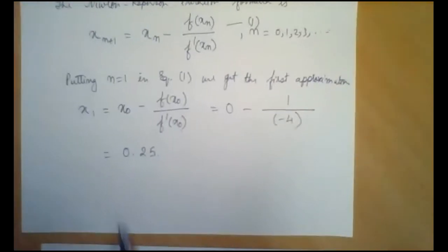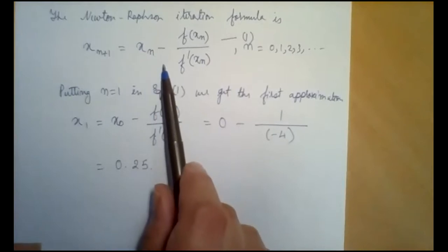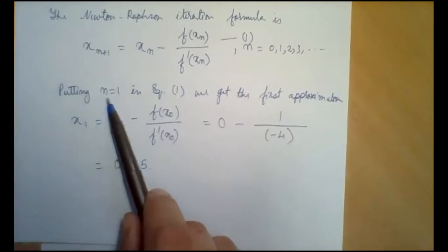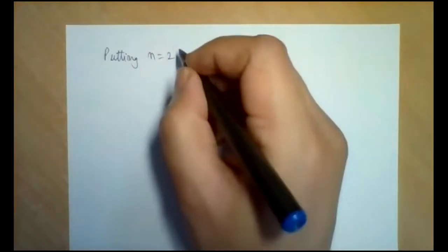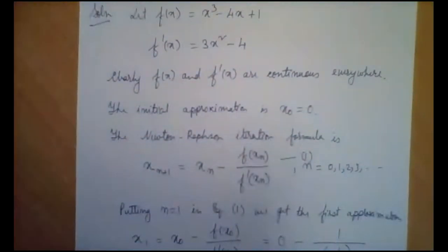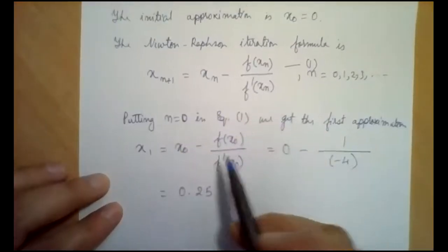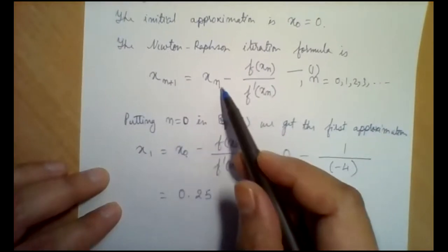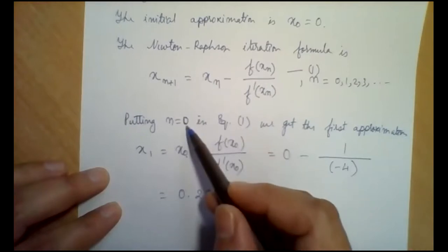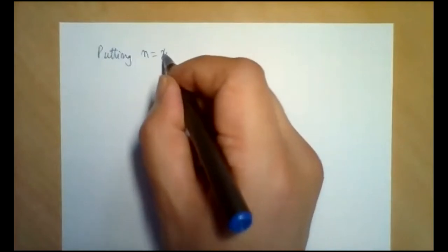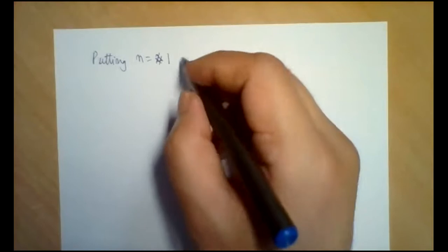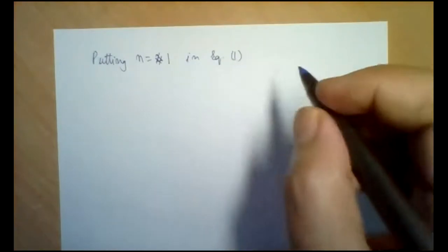To calculate x2, what should we do? We should put n equal to 2 in this iteration formula. Sorry, I'm sorry. This should be n equal to 0, because we start with x0. So n equal to 0 gives the first approximation, and n equal to 1 gives the second approximation. Putting n equal to 1 in equation 1, we get the second approximation.